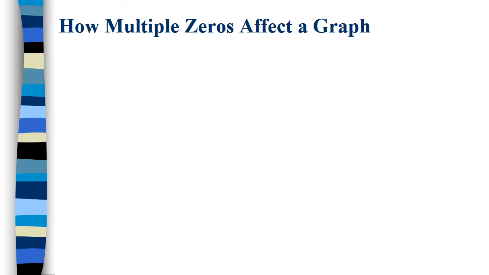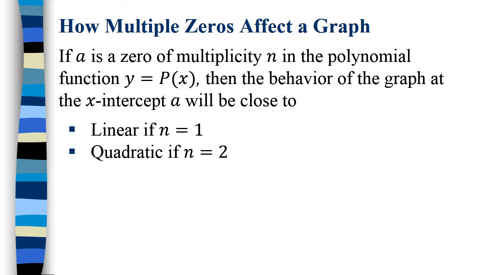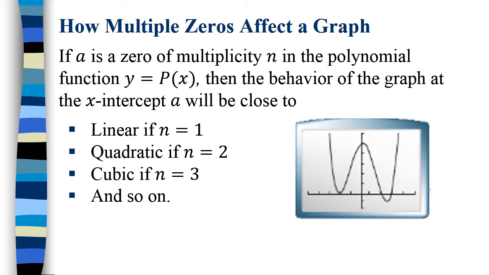Okay, so in general, multiple zeros are going to affect the behavior of the graph in a couple different ways. If it's a single zero, then it's going to act like a linear function on the graph. If it's quadratic, that is, a double root, so you have x equals negative 3 two times, it's going to bounce off the graph and act like a quadratic. If it has cubic multiplicity, so it happens 3 times, it's going to act like a cubic, and so on and so forth.